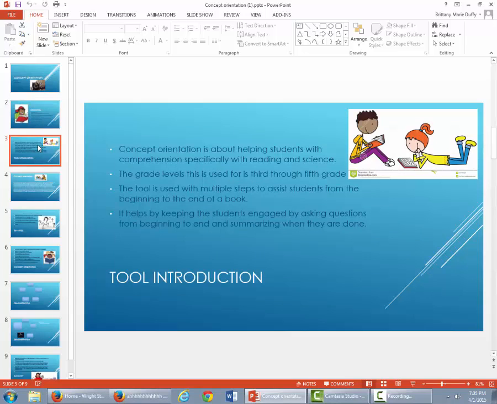I found that concept orientation is about helping students with comprehension, specifically with reading and science. The grade levels that this is used for is the 3rd, 4th, and 5th grades, normally, but it can be modified to be used in the upper grade levels as well. The tool is used with multiple steps to assist students from the beginning to the end of books, and it helps by keeping the students engaged. They do this by asking questions, again from the beginning to the end, and summarizing when they are done reading the book.